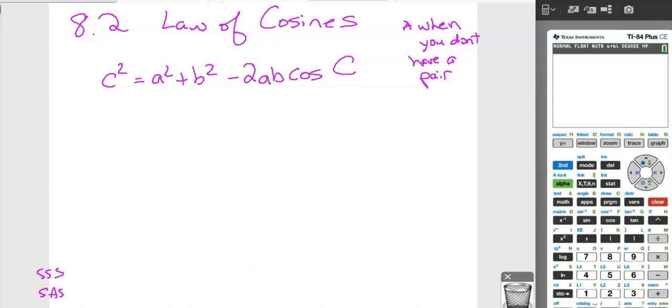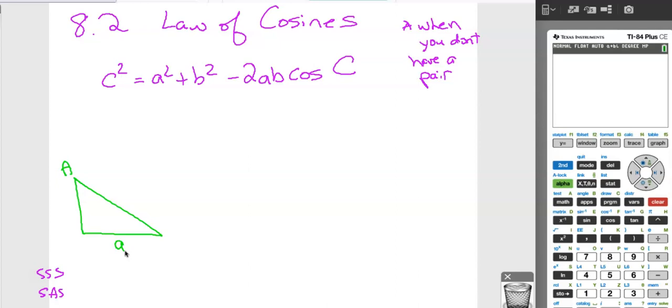This is 8.2, the law of cosines. I just got done making the video for the law of sines, so make sure you know how to use the law of sines and when to use it. As a reminder, you use the law of sines whenever there's a pair. So if you happen to know both side A and angle A, then you use the law of sines.